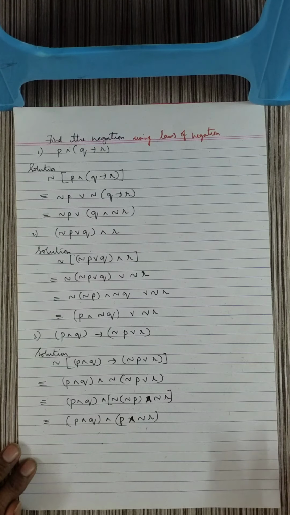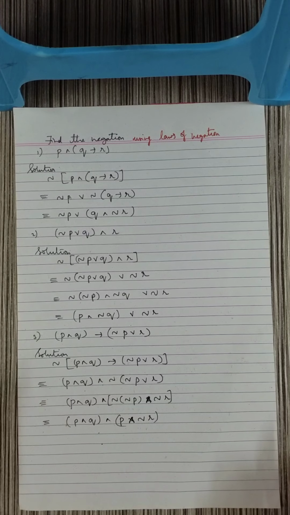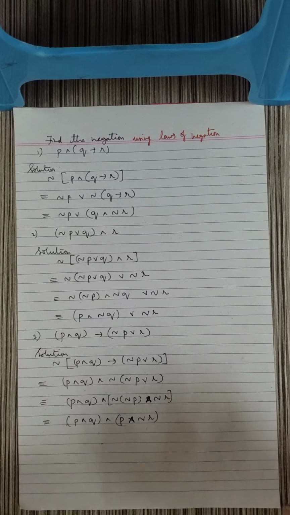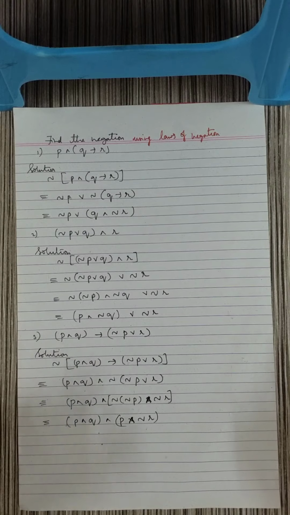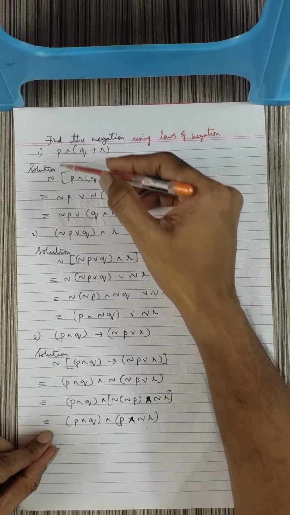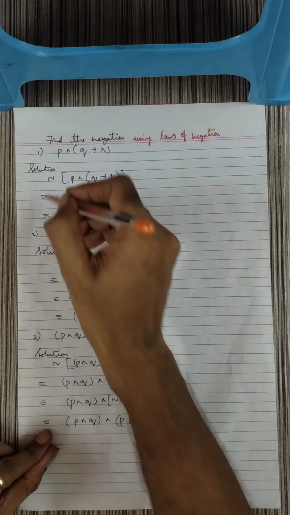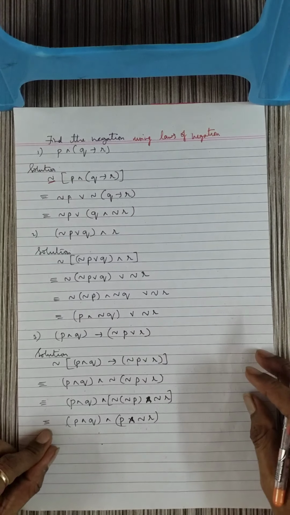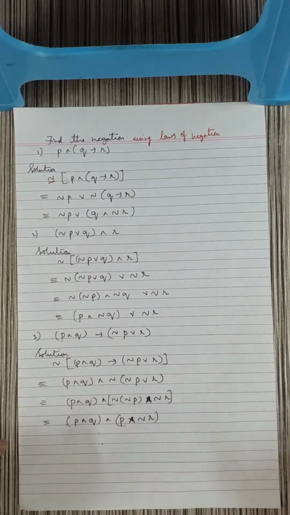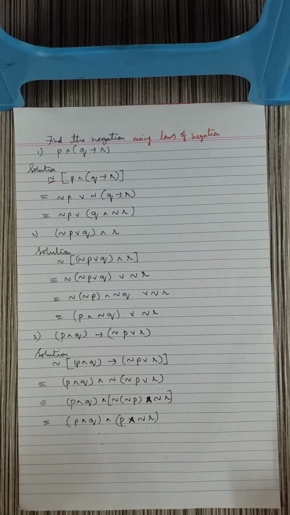Now the question is P and Q implies R. So this is the question and we have to find the negation of this. What we do is we copy the question in a bracket and write a negation outside it. This negation outside it indicates that we are going to find the negation of this compound statement. The compound statement is P and Q implies R.